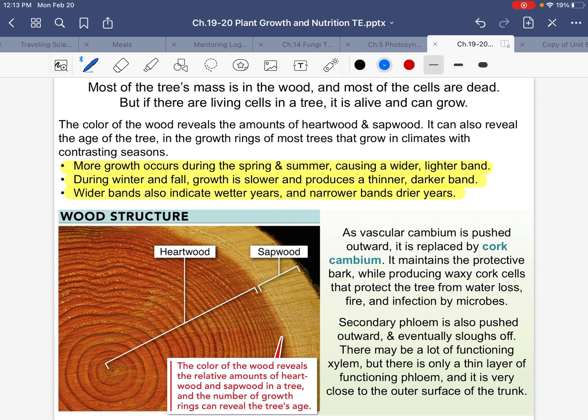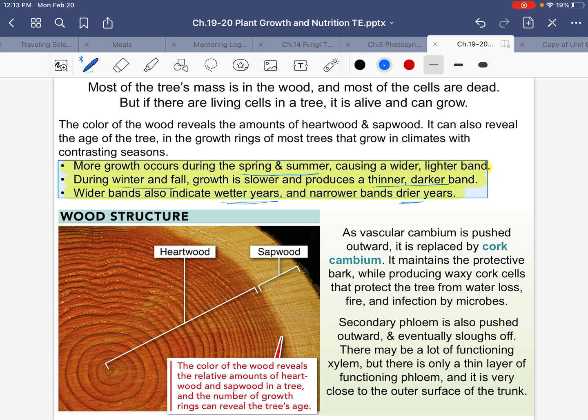Okay, then this one is on there, these 3 bullet points, making sure that we recognize that when the wood is lighter and wider, it is from growth that occurred in spring and summer. But when we have thinner, darker bands, it was during winter and fall. And then we can also tell from wider bands and narrower bands if we had a wet or dry year. You have a question on your test about those.